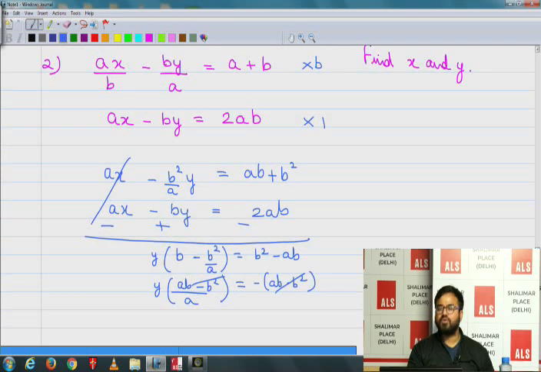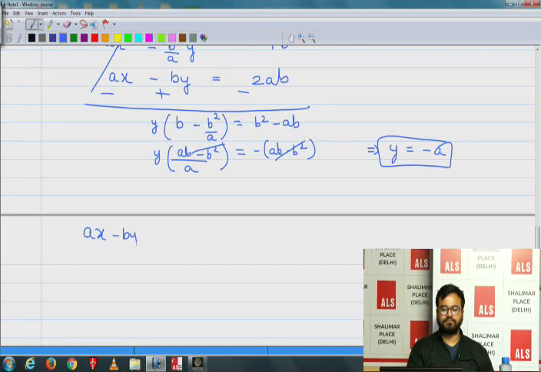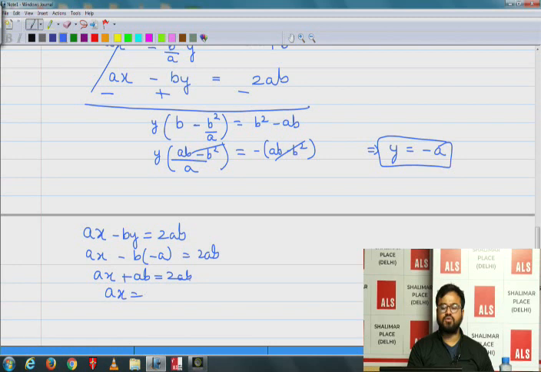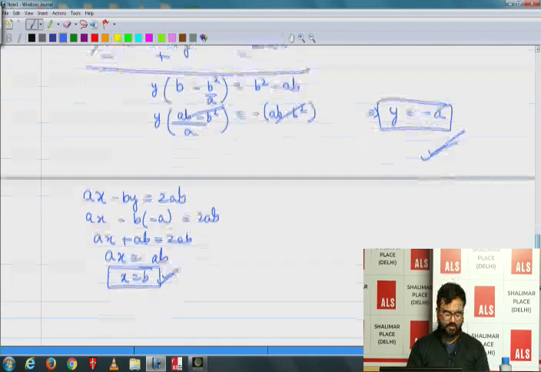Now you can put this minus a in the second equation, ax minus by is equal to 2ab. If you put y is equal to minus a, it will be ax plus ab is equal to 2ab. So ax is equal to 2ab minus ab, that will become ab, and a and a will get cancelled out, and x would be b. So y would be equal to minus a and x would be equal to b. Yes, correct answer. Okay, let's move on to the next one.